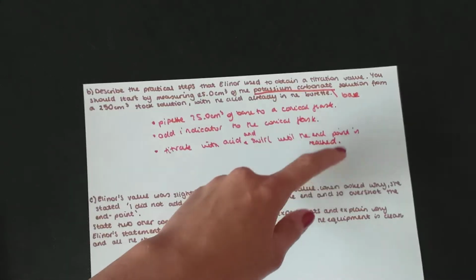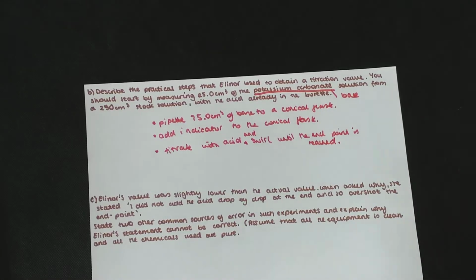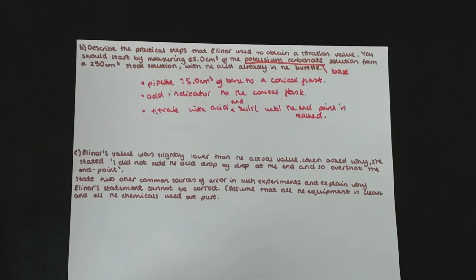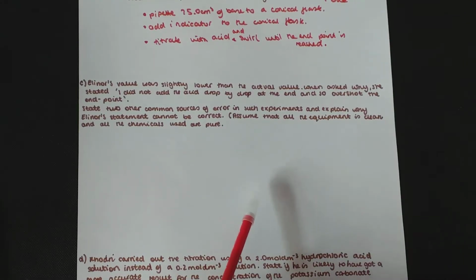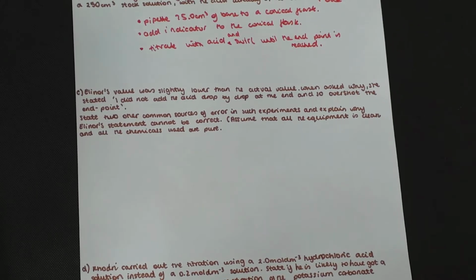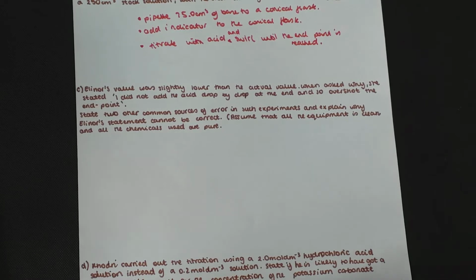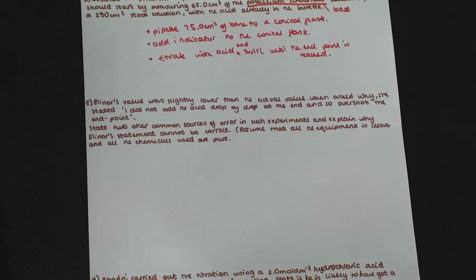At the end point, the color of the indicator will change, so the color of the solution in the conical flask will change, and you will see that this is the end of the solution. That's when the solution is going to be neutralized. So Eleanor's value was slightly lower than the actual value. When asked why, she stated, "I did not add the acid drop by drop at the end and so overshot the endpoint." State 2 other common sources of error in such experiments and explain why Eleanor's statement cannot be correct. Assume that all the equipment is clean and all the chemicals used are pure.